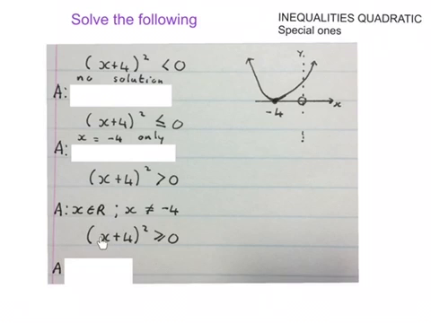The last question asks, where is the same parabola bigger and equal to 0? And that answer is x is an element of real numbers. This parabola is bigger and equal to 0 everywhere. If you don't understand, this is a level 3 question, just leave it.